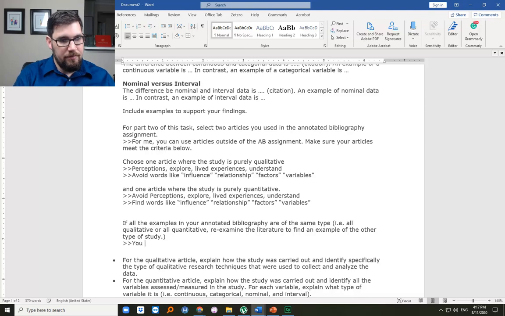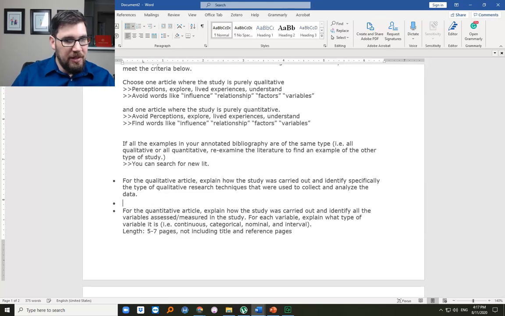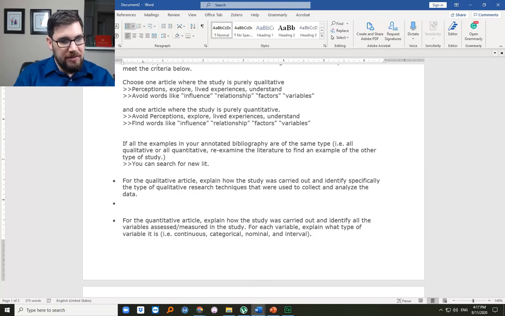So for the qualitative article, explain how the study was carried out and identify. So first, I don't know why we got such big text all of a sudden.